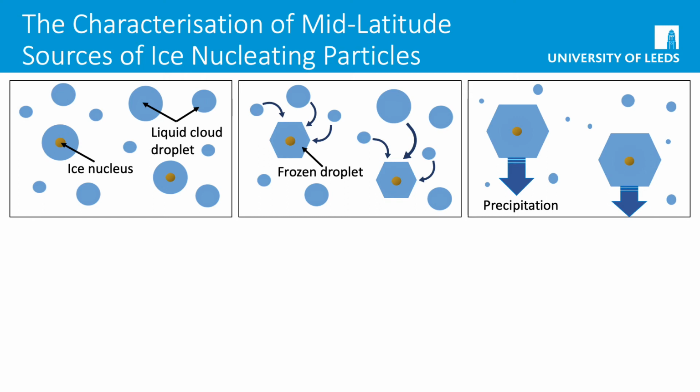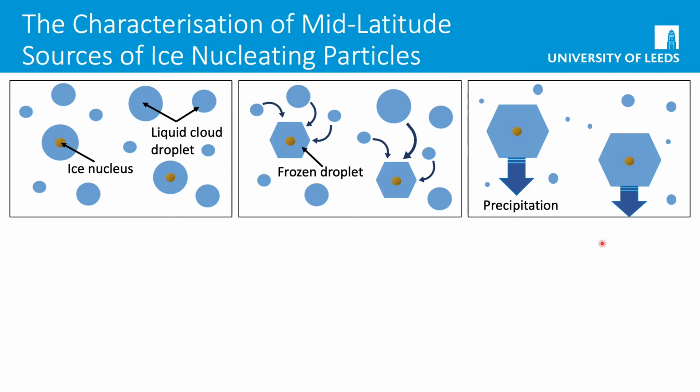Hello, my name's Katie Thompson, and I'm really interested in how aerosol particles can cause ice to grow in clouds. Ice nucleating particles, or INP, are particles that can catalyse the formation of ice in clouds. These ice crystals then grow at the expense of the surrounding water droplets and quickly become large enough to precipitate out of the cloud, as demonstrated in this diagram here.